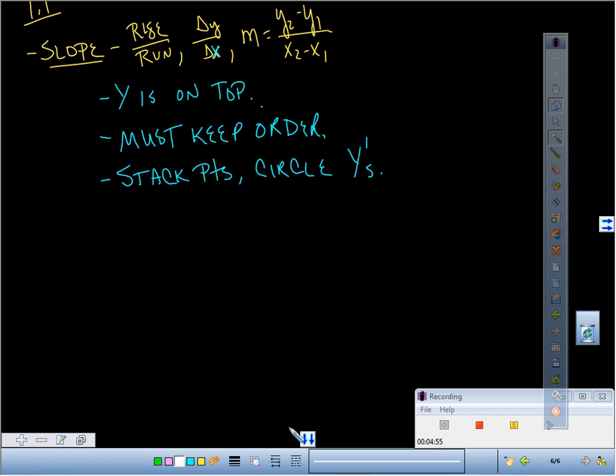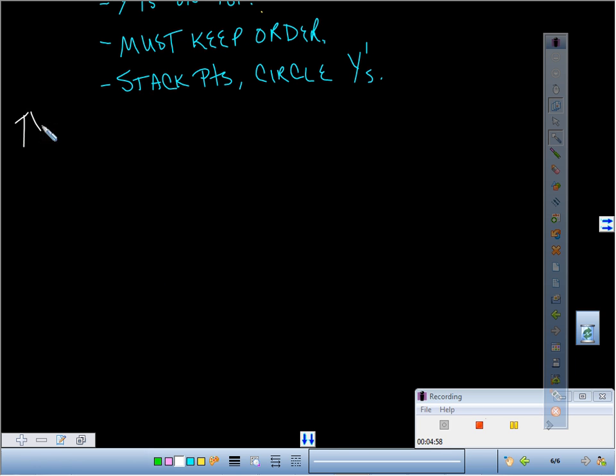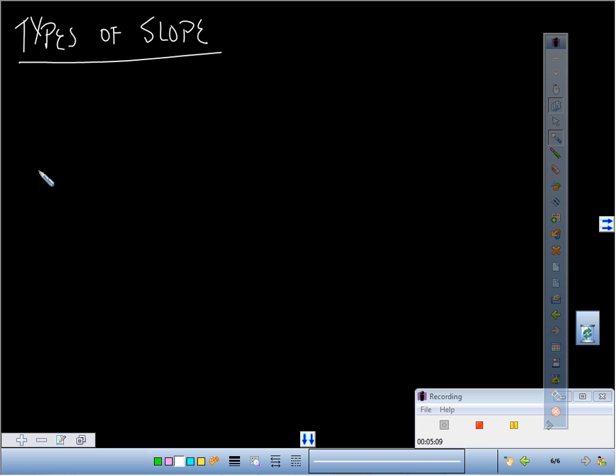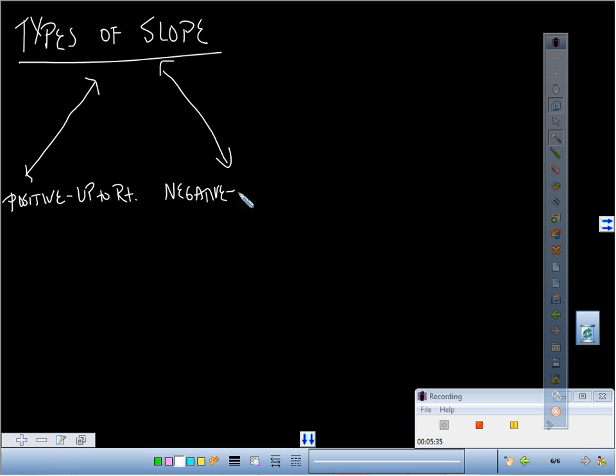All right, let's talk about the different types of slopes. So I'm going to draw a line, and you're going to tell me what kind of slope it has, okay? So, here's my first slope. Very good. This is a positive slope. It goes up to the right. What about this one? Negative slope. And he goes down to the right.